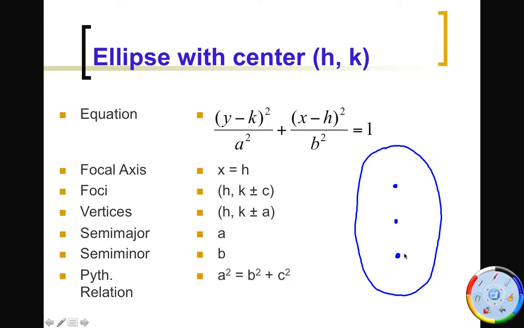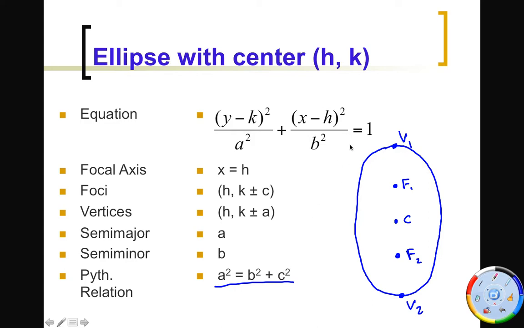So we have our points in here. We have focal point 1, my center, focal point 2, vertex 2, and vertex 1. And you'll notice that my center is still (h, k). In this case, the a is biggest. Notice the Pythagorean relation is still the same: a squared equals b squared plus c squared.